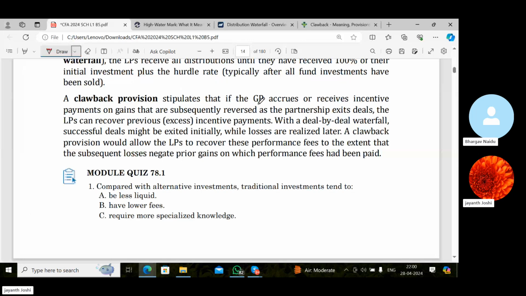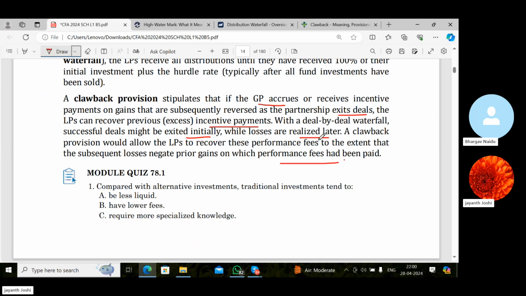Clawback provision stipulates that if the GP accrues or receives incentives, payments, or gains that are subsequently reversed as partnership exit deals, the LPs can recover previous excess incentive payments. That means if he is not performing, they can take the money, right? With a deal by deal waterfall, successful deals might be exited initially, while losses are realized later. A clawback provision would allow the LPs to recover these performance fees to the extent that the subsequent losses negate prior gains on which performance fees have been paid.